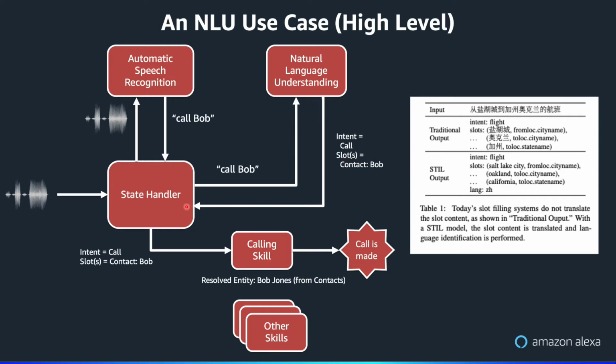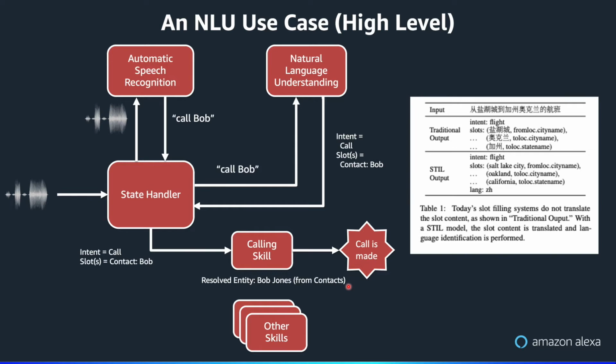From there, you would probably have some sort of arbitration logic that would choose the right downstream skill to handle that sort of intent in this scenario. So perhaps you would have a calling skill, and that calling skill would then probably look up Bob within the user's contacts and maybe determine that Bob Jones is probably who they're trying to reach. From there, the system would make the call to Bob Jones from that particular user.